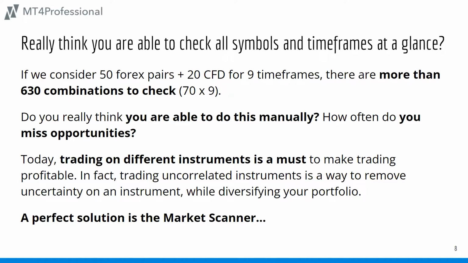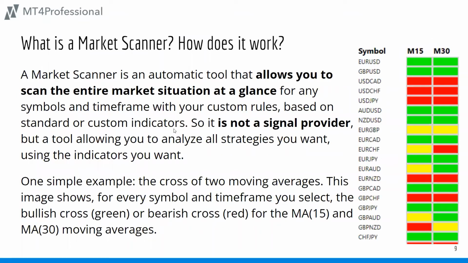Trading uncorrelated instruments is a great way to remove uncertainty and to diversify your portfolio. So a perfect solution is a market scanner. A scanner is something that automatically goes out and looks for opportunities that meet your criteria. Whether you're looking at it or not, it's going to be searching for these opportunities.